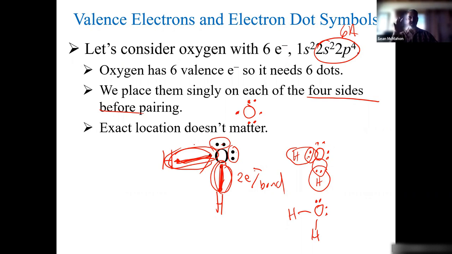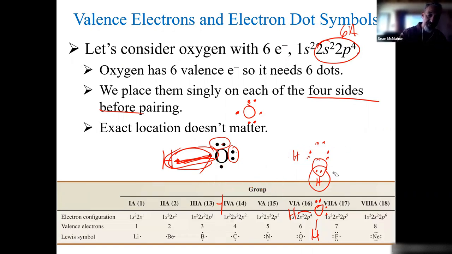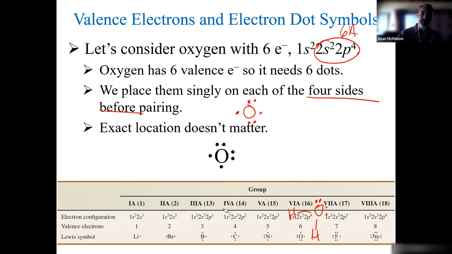So we're not going to worry too much exactly how we place the dots. Just start with single on 4 sides and then pair them up. And if you look across the periodic table, we can use the group number to help us figure out the number of valence electrons around each atom. So again, group 1A, let's look at lithium.